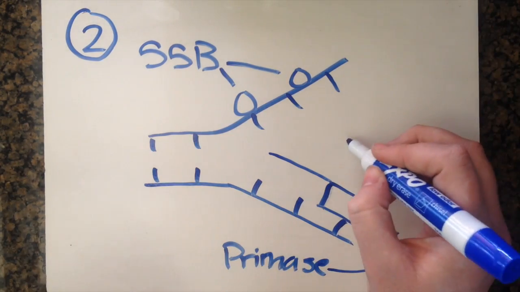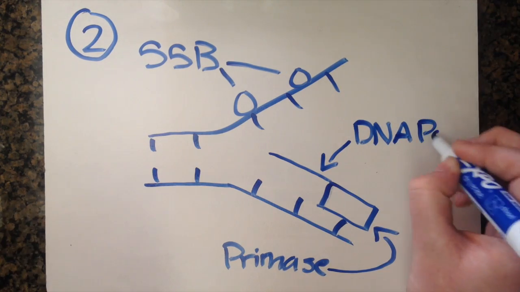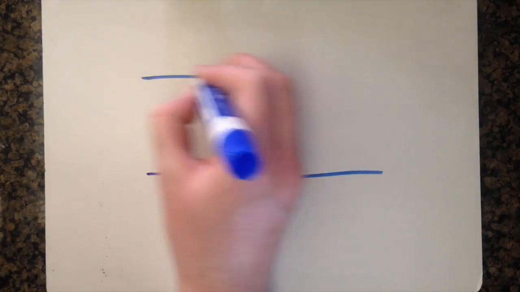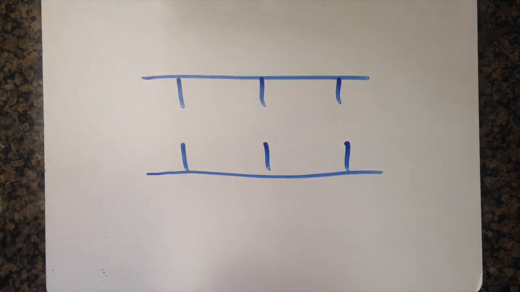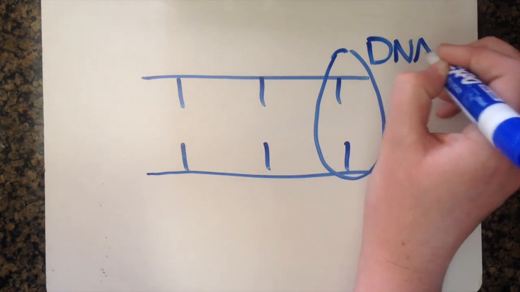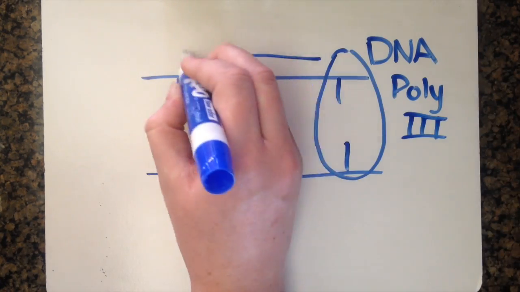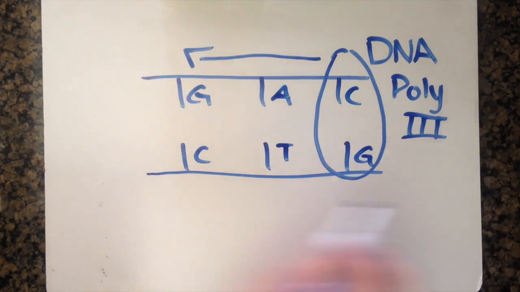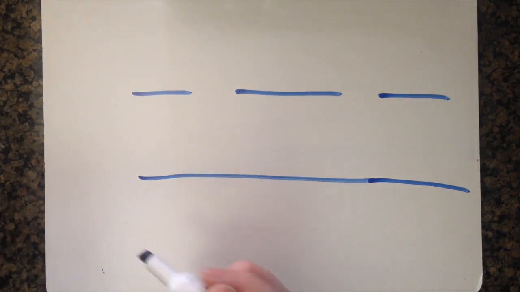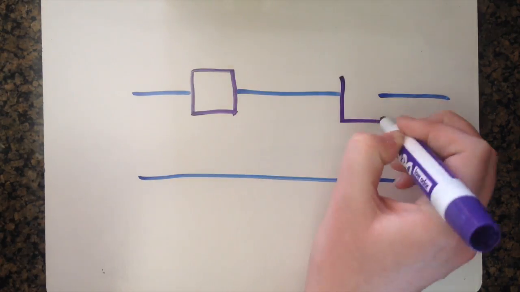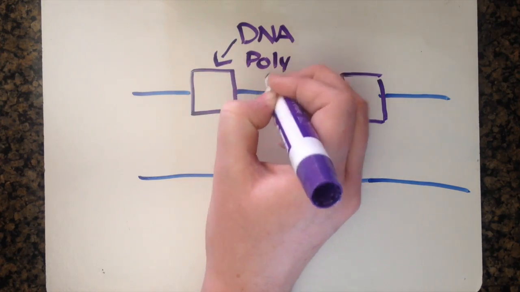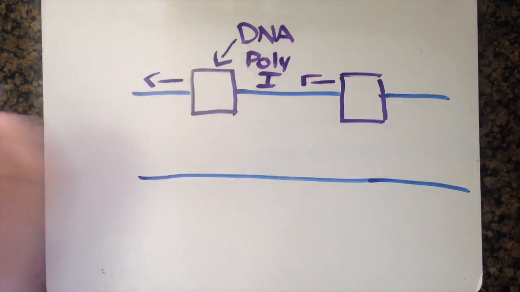The enzyme primase lays down an RNA primer which signals DNA polymerase III to start building the replicated strand. DNA polymerase I comes in to replace the primase and fill in the missing nucleotides from where the primase was. The new strand is created in fragments called Okazaki fragments.